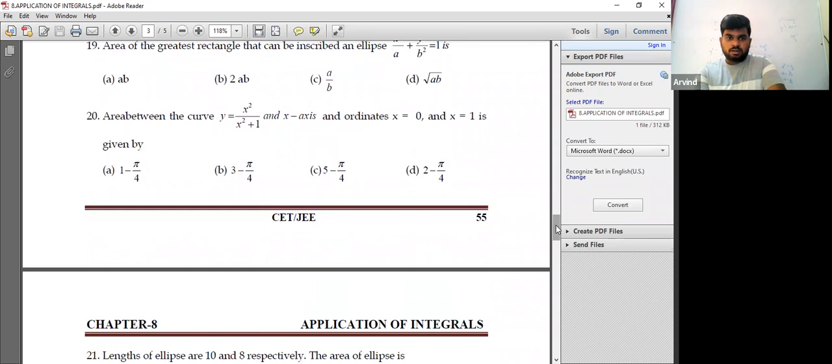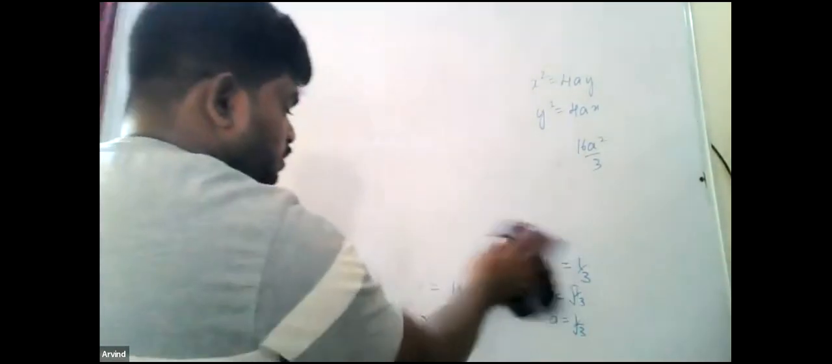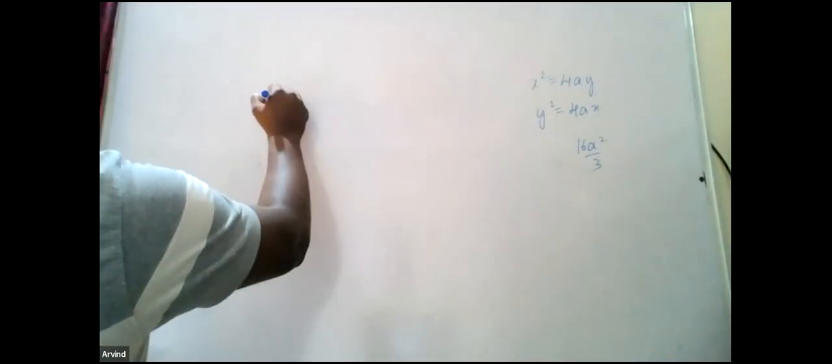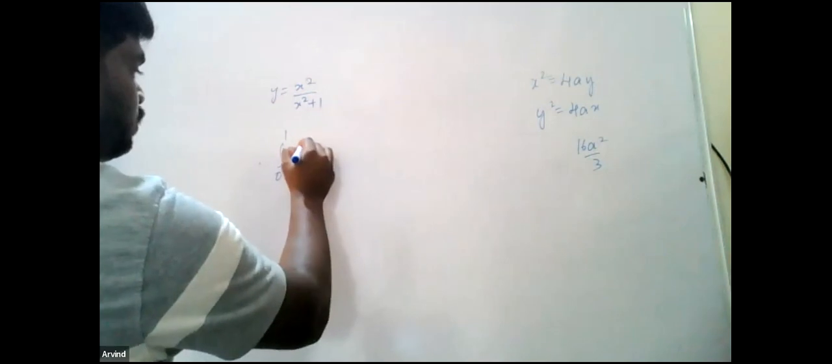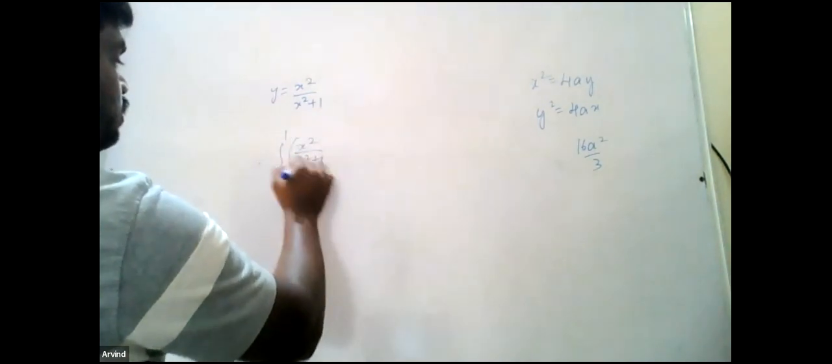So 20th one, area between the curve y is equal to x square by x square plus 1 and the x-axis, with ordinates 0 and 1. So here it's very easy. But integrating it, you should tell me how to integrate it. So the curve given is y is equal to x square by x square plus 1, from 0 to 1, clear. So x square by x square plus 1 dx.